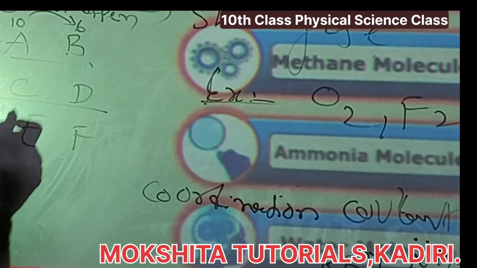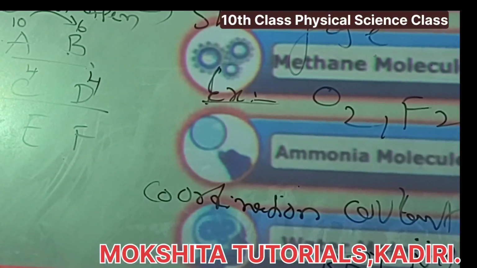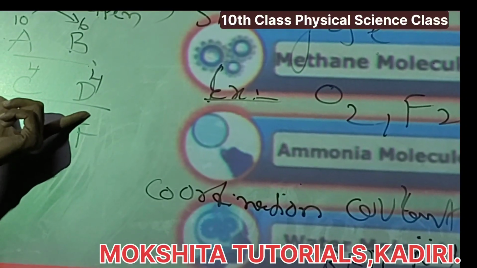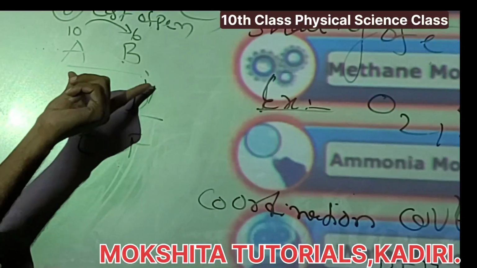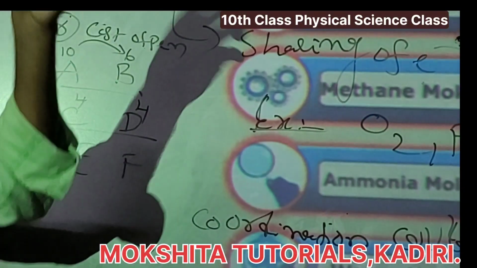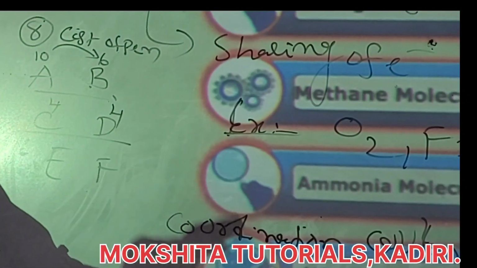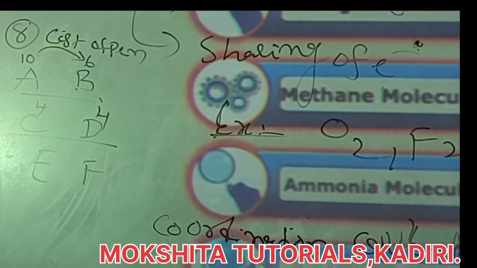Then if you take the second example, person C has 4 rupees and person D also has the same 4 rupees. Now what will they do? They will share. By mixing these 4 rupees and 4 rupees, they will get one pen, and they will share that pen equally.